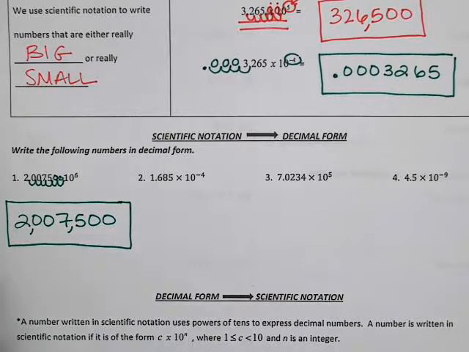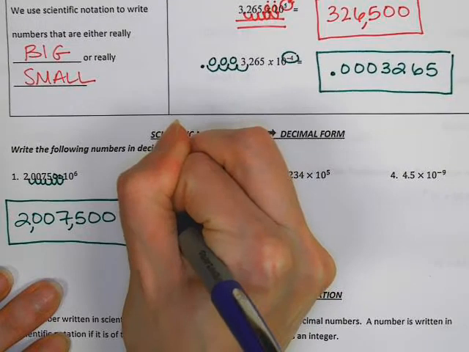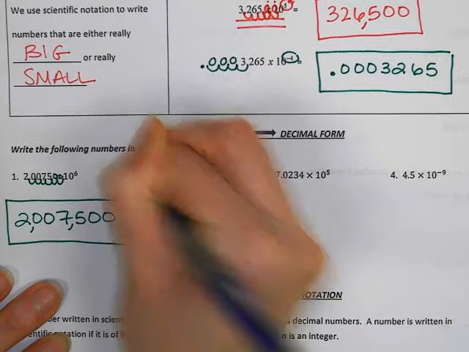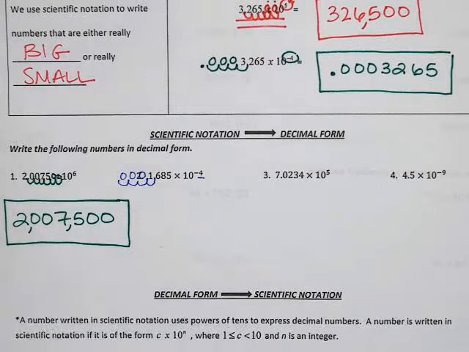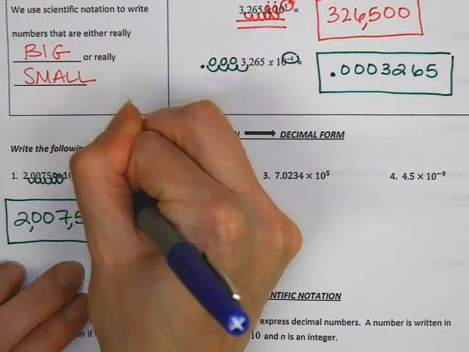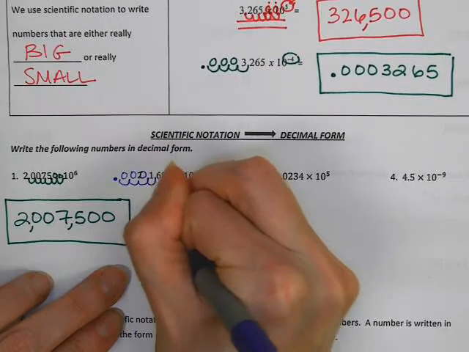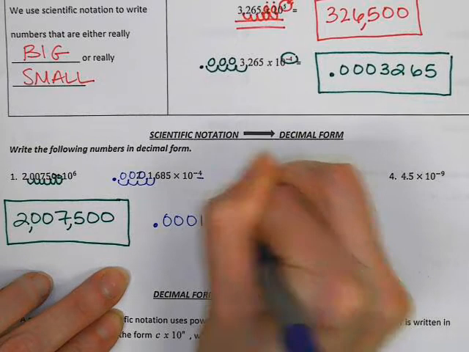Okay, now number 2, it's 4 spots to the left. So 1, now this one we have to add a 0. This one we have to add a 0. So 1, 2, 3, 4 times we have to add a 0. And then the decimal goes there. So this one is 0.0001685.